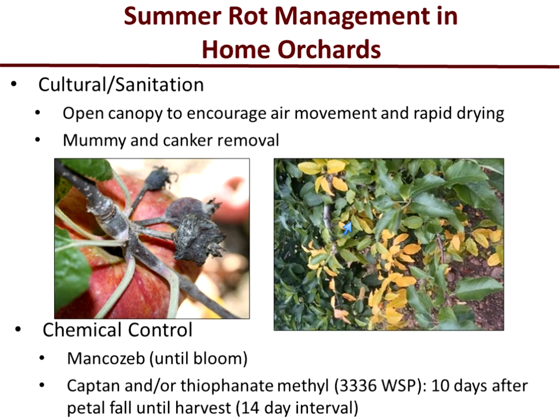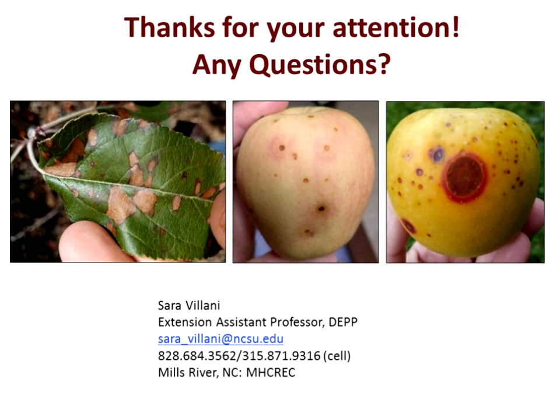There are some chemical options as well. Mancozeb, if you can get your hands on it, you can apply that until bloom. Be careful though, the breakdown products of Mancozeb can be pretty nasty, and Mancozeb has a 77-day pre-harvest interval. Other options are Captan or thiophanate methyl, that you want to apply 10 days after petal fall, and then you need to continue applying these fungicides on a 14-day interval.